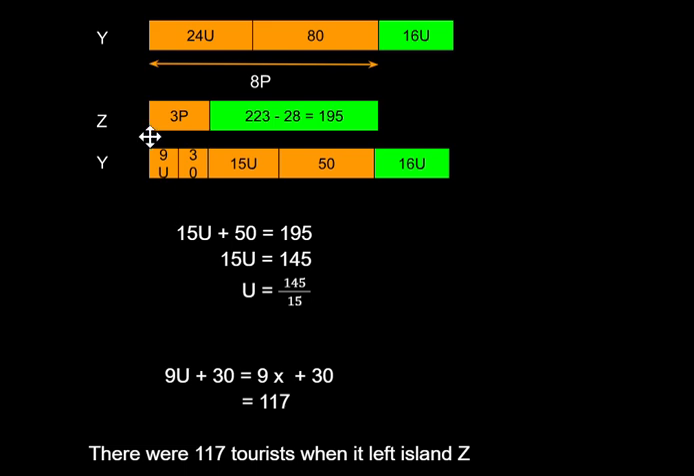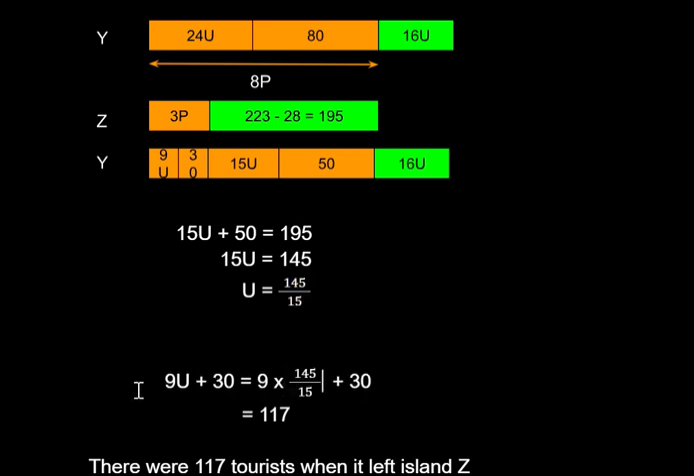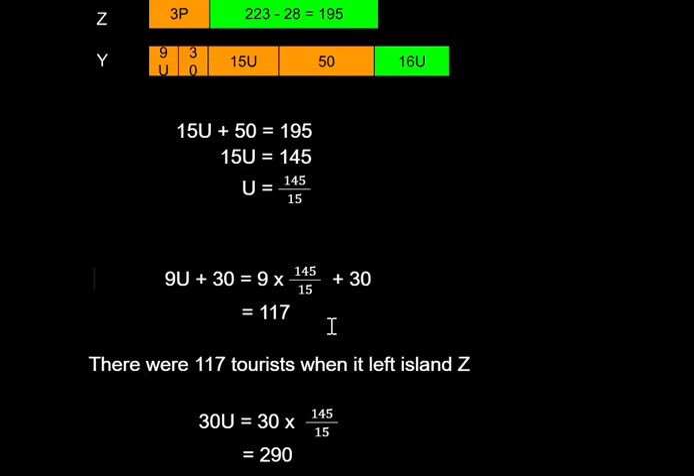So at island Z, what do we have? We actually have this part, which is 9U plus 30. I forgot to paste it back. So it's 9U plus 30, which gives me 117. So there are 117 tourists when they left island Z.